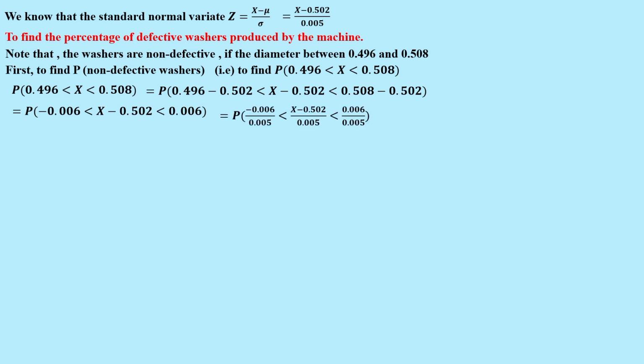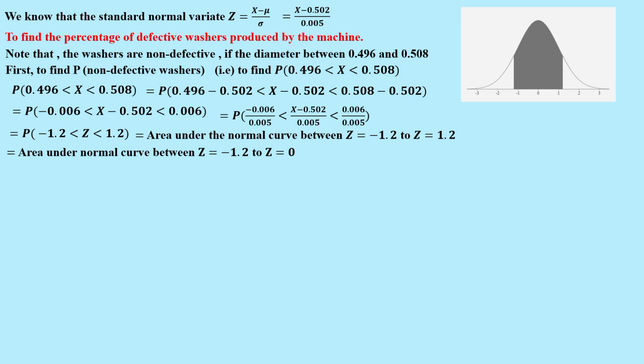So divided by the sigma, 0.005. So the probability of minus 0.006 divided by 0.005 less than (x minus 0.502) divided by 0.005 less than 0.006 divided by 0.005, that is the sigma. So probability of minus 1.2 less than z less than 1.2. So the area under the normal curve between minus 1.2 and plus 1.2.